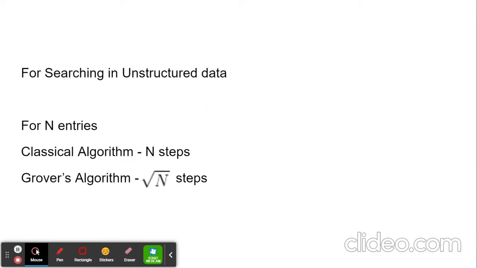Grover's algorithm. If you have an unordered list of size n, then a classical algorithm would take around n steps to get the required item, which means it is of order n. But Grover's algorithm uses quantum mechanics ideas and achieves the same in around root n steps. That means it is of order root n, and we'll see that one.